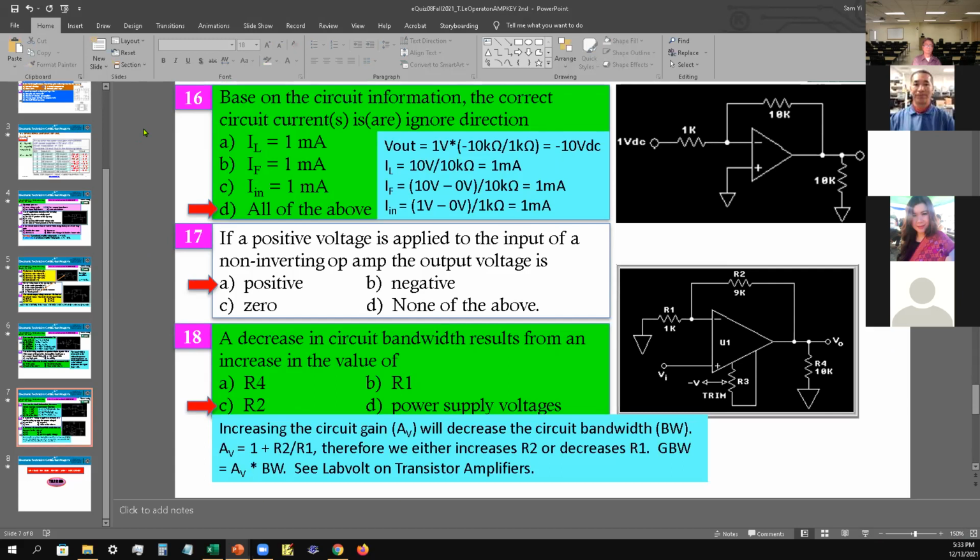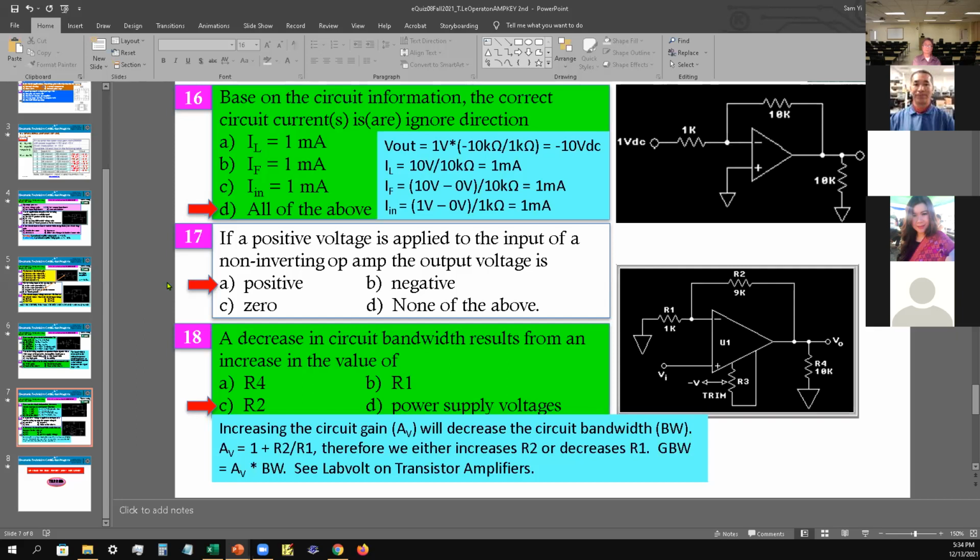Okay, number 16. Based on the circuit information, the correct circuit current is, ignoring the direction, so we can calculate current. Therefore, your IL will always be 1 milliamp, IF is always 1 milliamp, and IN is also 1 milliamp. So the answer is D, as in David, all of the above, for number 16.